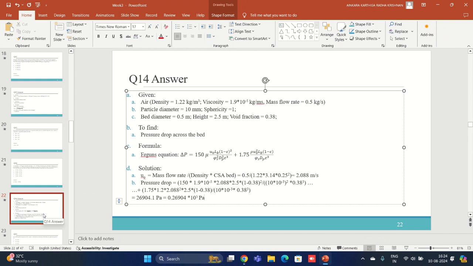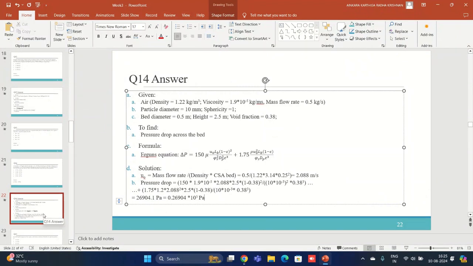So this is a straightforward problem. Here we are given air as a fluid, and I just messed up some places, that's why the confusion. Else we are using air as the fluidizing medium, and its density and viscosity are given, and mass flow rate is given as 0.5, and particle diameter is 10 mm, and bed diameter is 0.5 meter, and height is 2.5 meter, and void fraction is given.